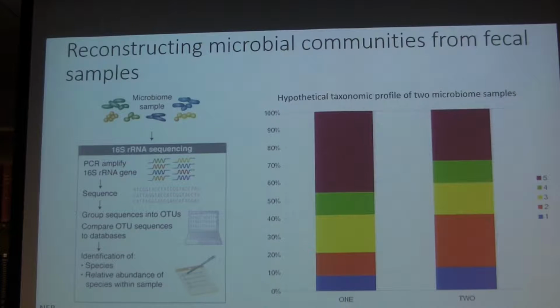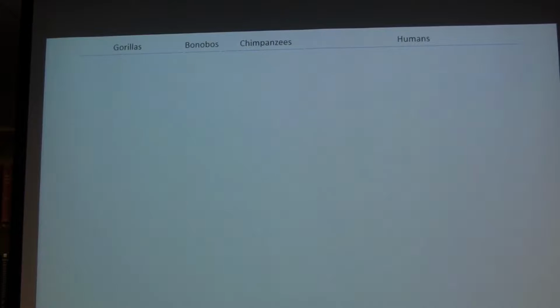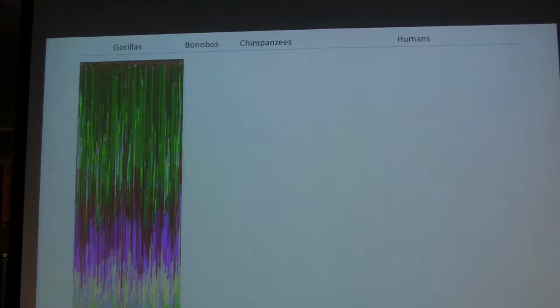And so with that in mind, I just want to show you basically all the data from my PhD in one slide. These are all the gorilla samples that we sequenced. And each line, they're pretty skinny here, represents a different host. And each color in this plot represents a different bacterial order. We can make these plots at different taxonomic levels, but for this slide I chose order. So you can see there's a lot of diversity in gorillas.